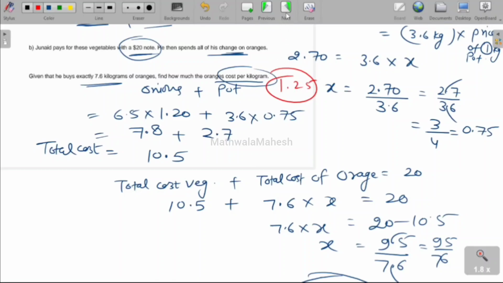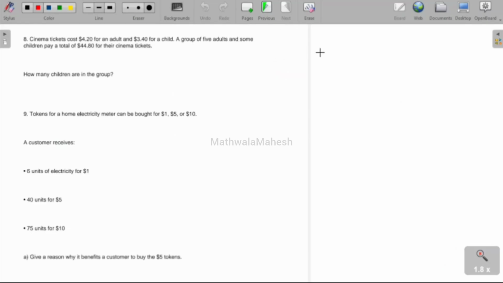Now the next question. The eighth question is: a cinema ticket costs $4.20 for an adult, $3.40 for a child. A group of 5 adults and some children pay a total of $44.80 for their cinema tickets. How many children are in the group? So there are 5 adults and some children. So let the number of children be x.